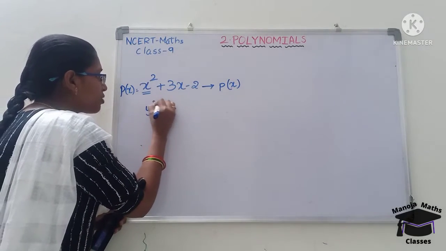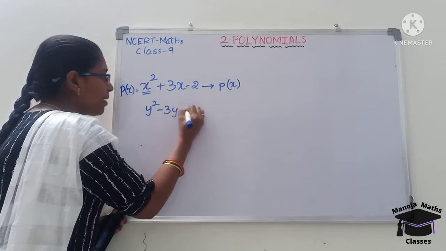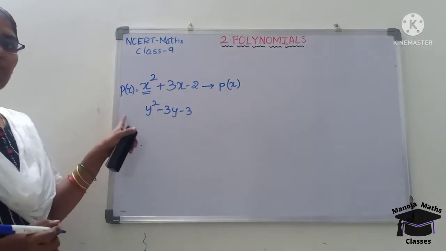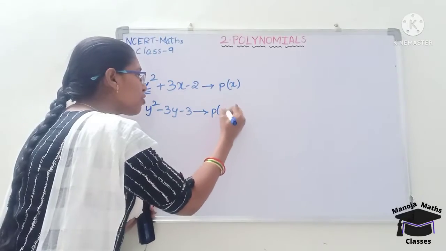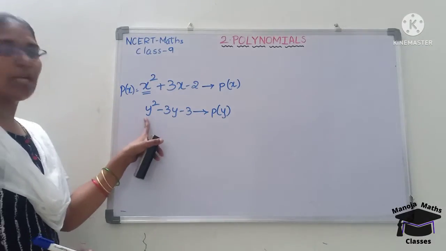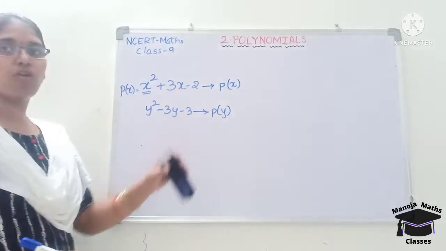Suppose the polynomial is y square minus 3y minus 3. What is the variable in this polynomial? It is y. So you can denote this polynomial as p of y. What is the variable? It is y. So you can denote it as p of y.